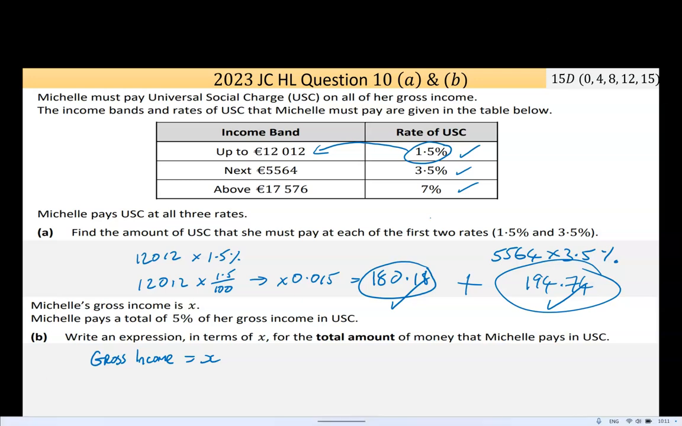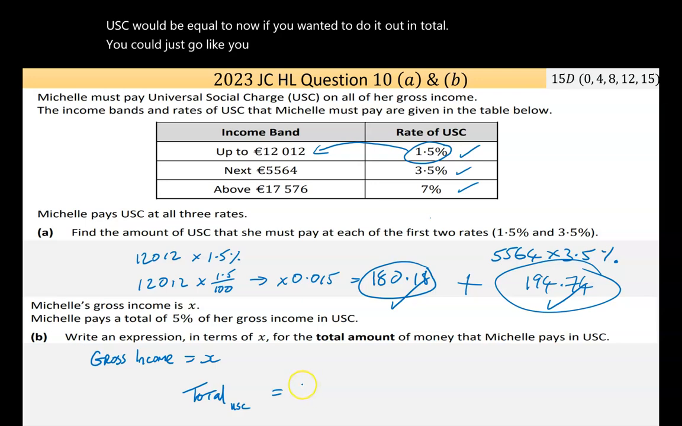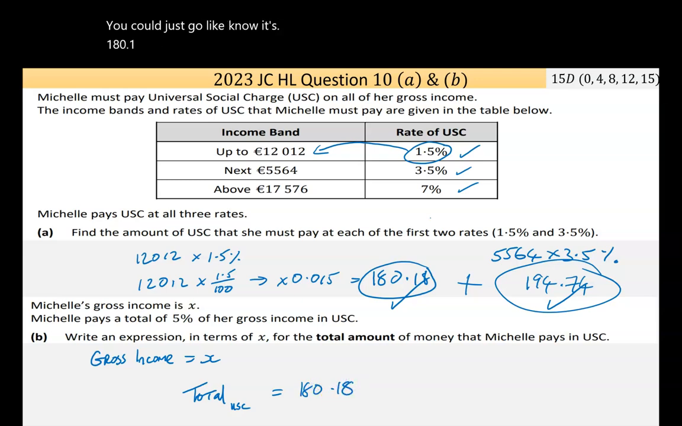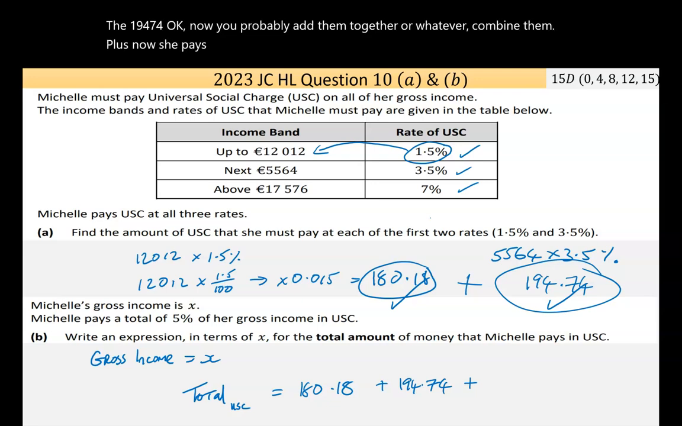Now this is relatively tricky, okay, but the total USC would be equal to, now if you wanted to do it out in total, you could just go, it's 180.18. That's the first 12,000 plus the 194.74. Okay, now you could probably add them together or whatever. Combine them. Plus, now she pays her total amount of money.